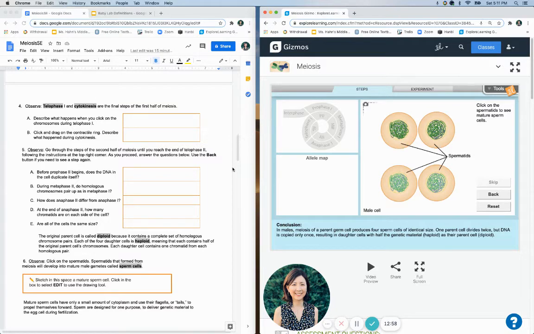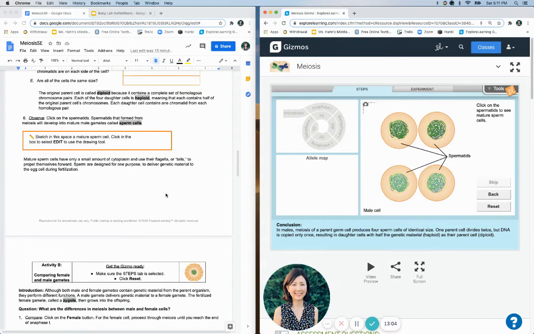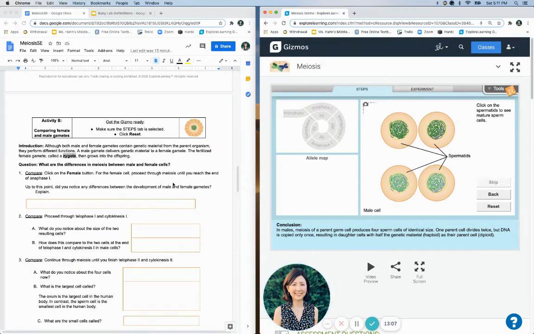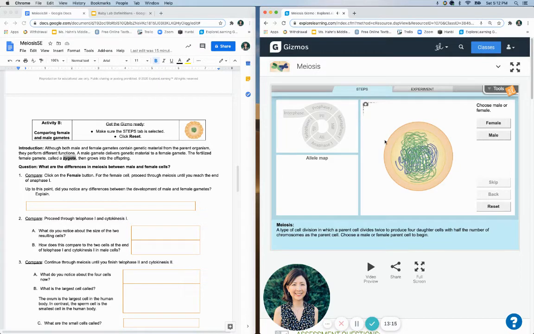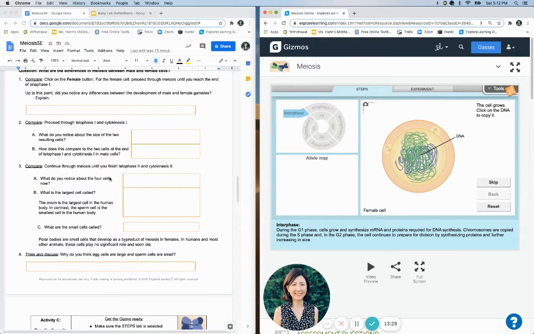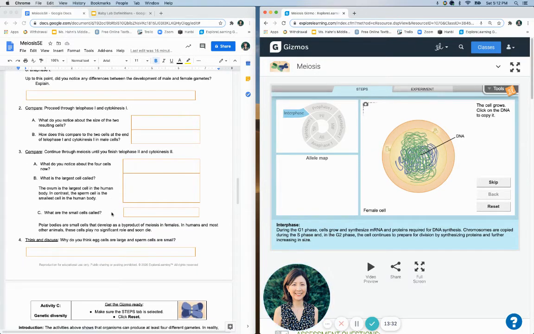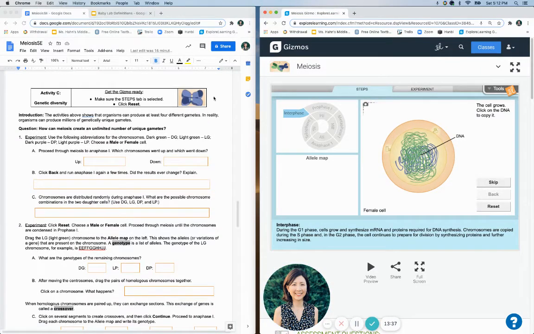Okay, so that's what you're going to do for the sperm, and then you're going to do it again for the female one, so you can go a little faster through that. And the only difference, hopefully you know, is that in the female, they're going to end up making one big egg and three small little polar bodies, but the steps are going to be the same. Okay, so go ahead and follow that through. And then we're going to do activity C. So let's take a look at activity C.